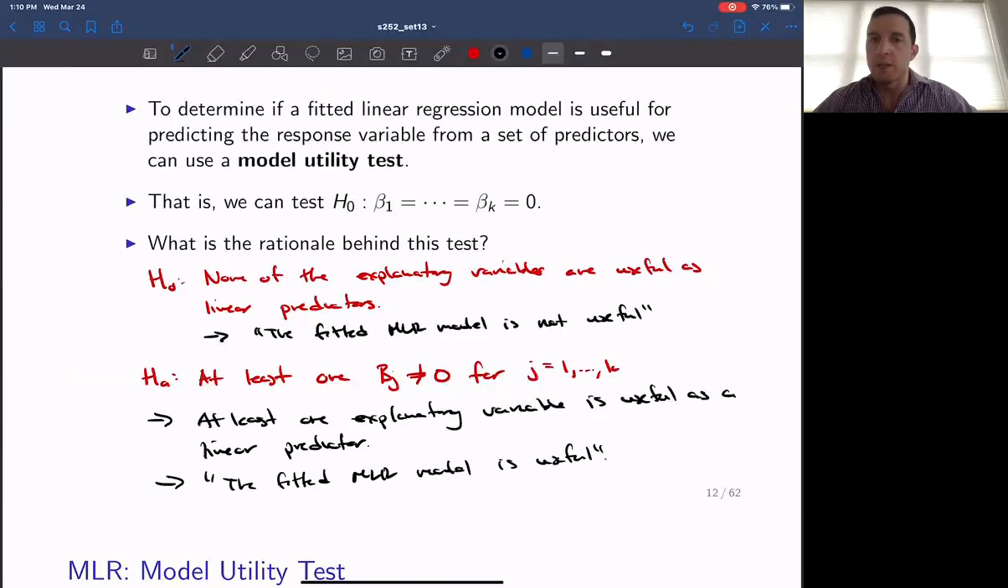So the general interpretation of this test would be that the null hypothesis states that the fitted model is not useful, because if we have no evidence to reject the null, then we're basically saying there's no evidence that any of the slopes are different from 0. But if we do reject the null, we're saying there is evidence that at least one slope is different from 0. And that would be enough to state that the model has some usefulness, even if it's only one of the k predictors or k slopes. Okay, does anyone have any questions about that aspect?